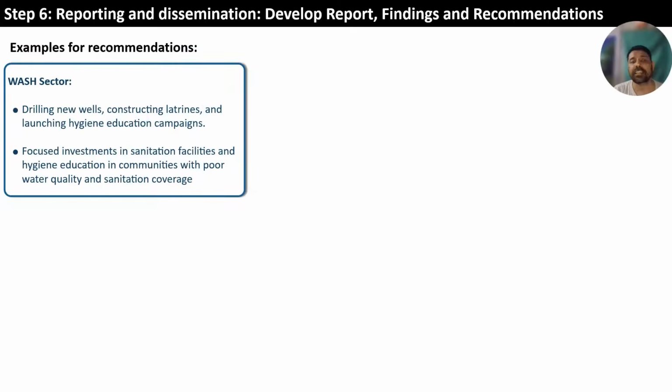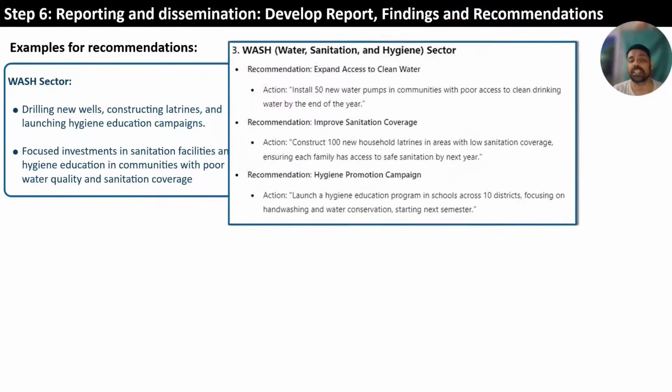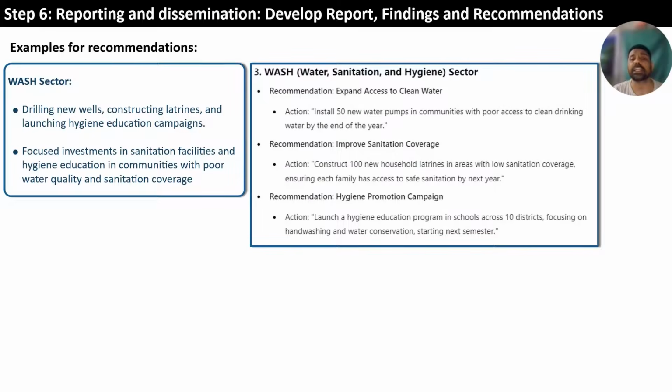For the WASH sector, we might recommend drilling new wells, constructing latrines, and launching hygiene education campaigns. We might suggest focused investment in sanitation facilities and hygiene education in communities with poor water quality and sanitation coverage.